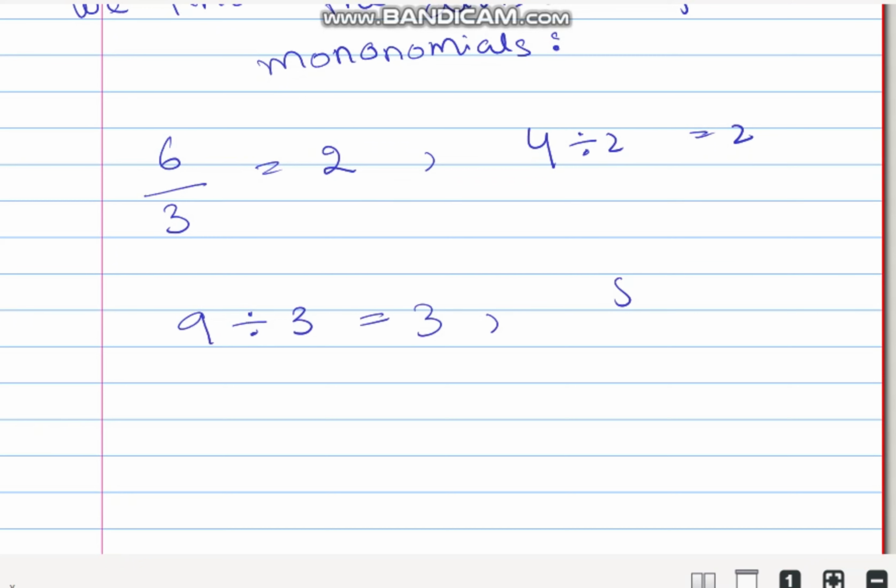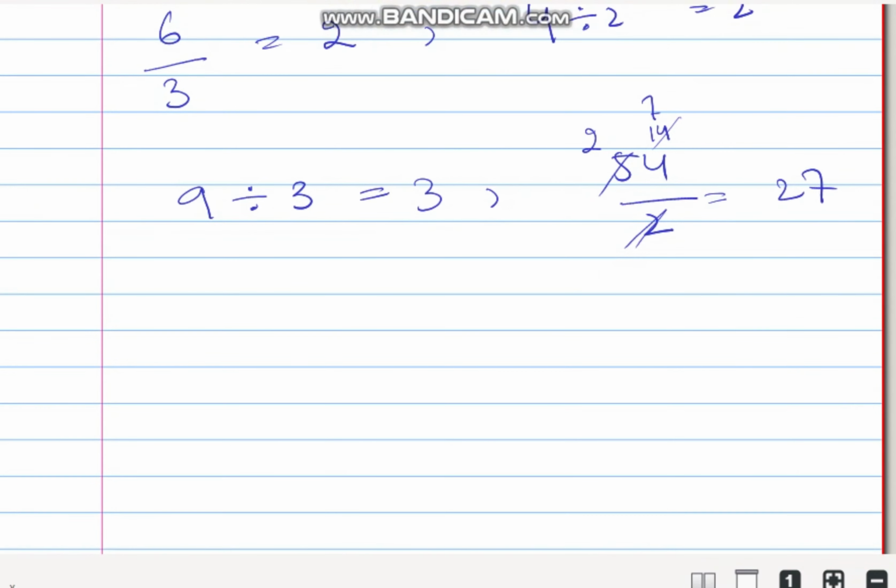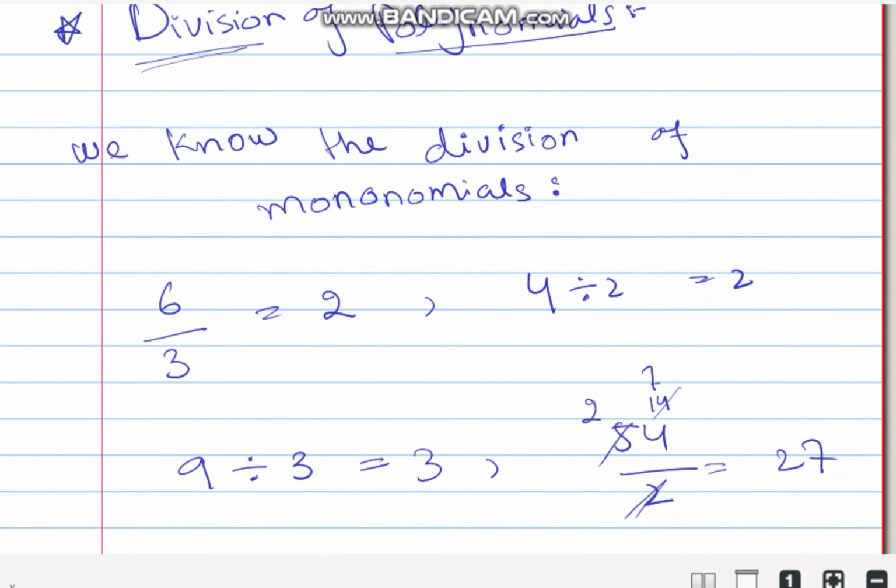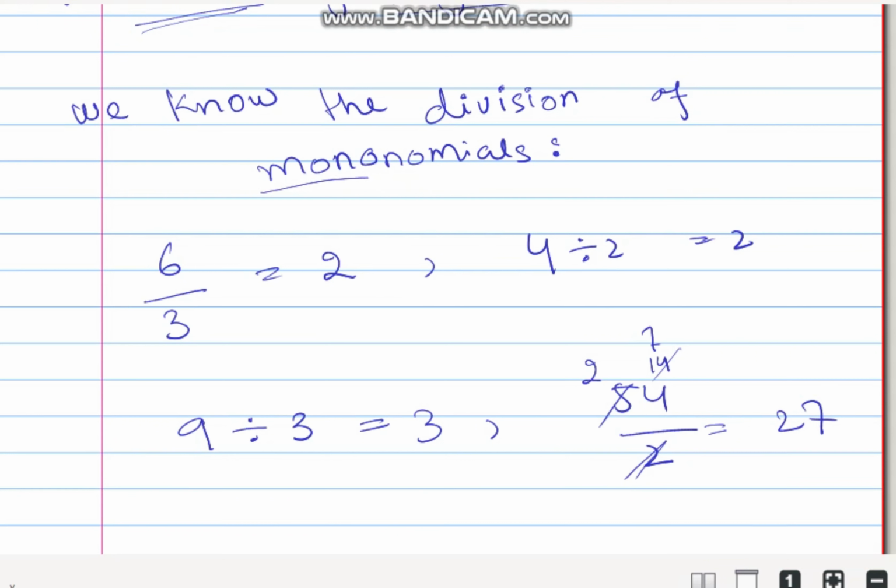And similarly, 54 divided by 2, how will you do this? Basically, you have two options. First, you divide by 2: 2 times 2 is 4, and now 1 comes down and it becomes 14. Now 2 times 7 is 14. You will get 27 here. This is the simple division of monomials. Let me write here the division of monomials. These are the monomials we discuss.